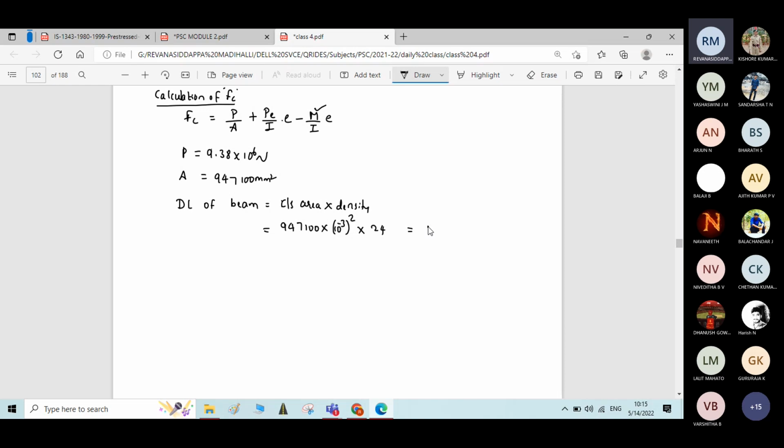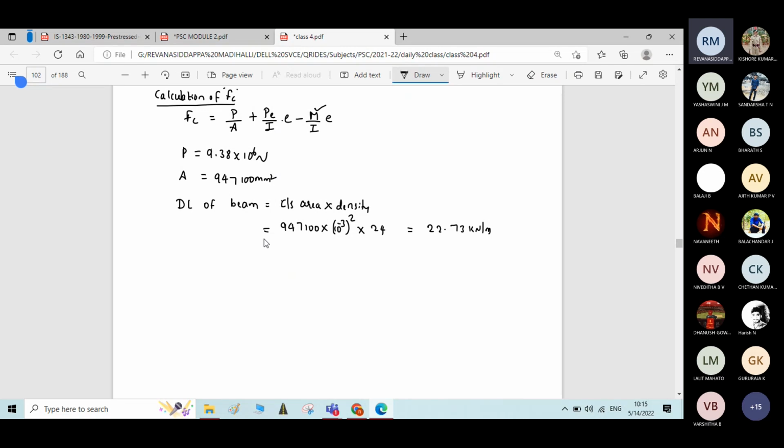If you calculate, please check the answer. 22.73 kilonewton per meter. Okay. Please cross check the answer. All of you calculate and cross check the answer. If you are getting any different answer, let me know. Okay.